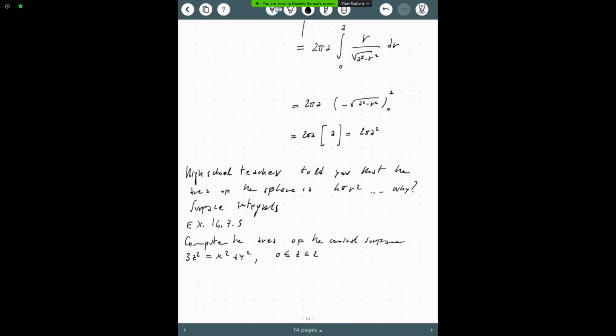Okay, so in the same fashion, we can write this surface as a function of x and y. So you can say that z is equal to plus or minus, but the problem tells us that z must be between 0 and 2, so we take the positive square root. So we get this divided by 3 with a plus. And now we need to compute the dS. So dS, we have seen how to do that.